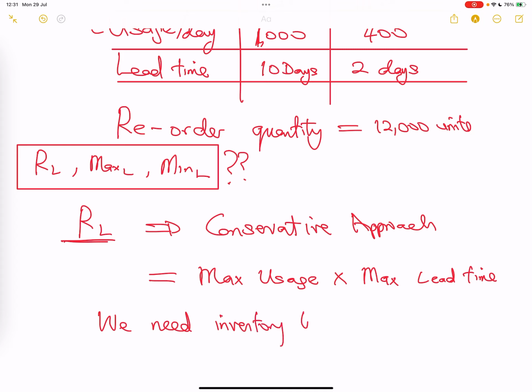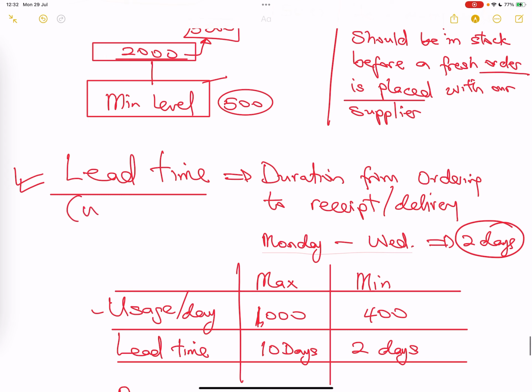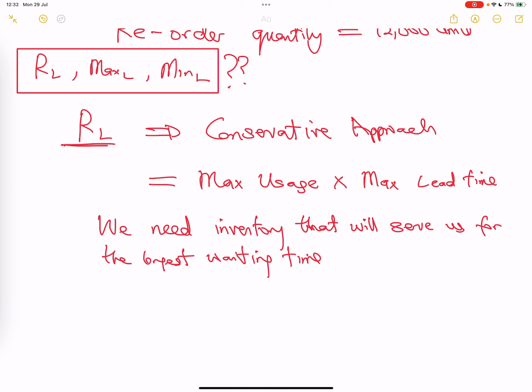We need inventory that will serve us for the longest waiting time. Remember, lead time is your waiting time. That's another way to think about it. Let me put it here. It's your waiting time for your order. Inventory that will serve us for the longest waiting time at maximum consumption possible.